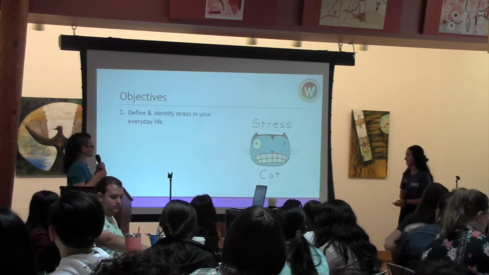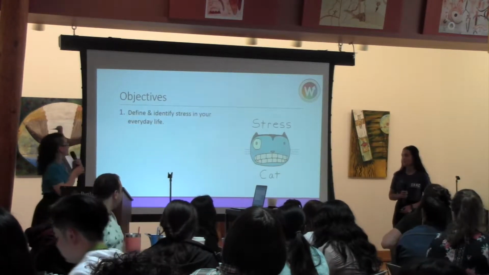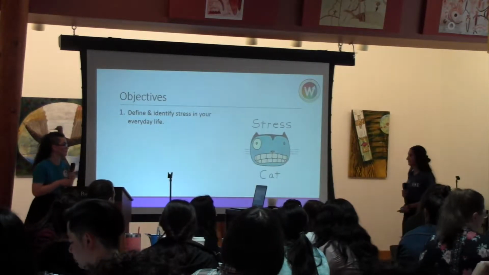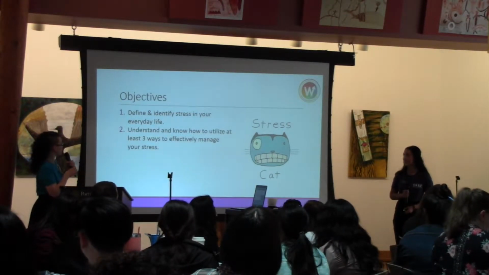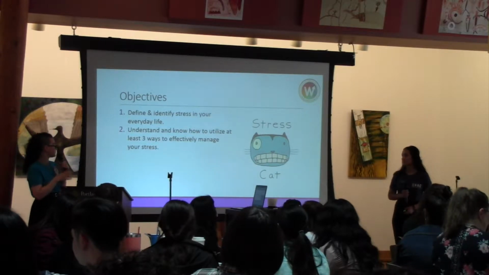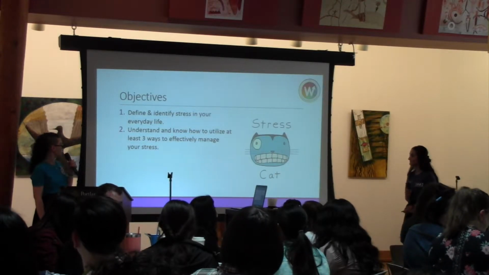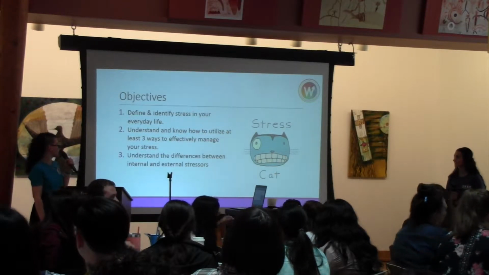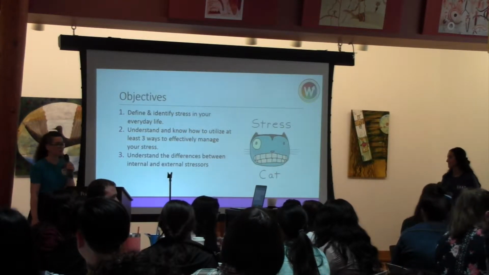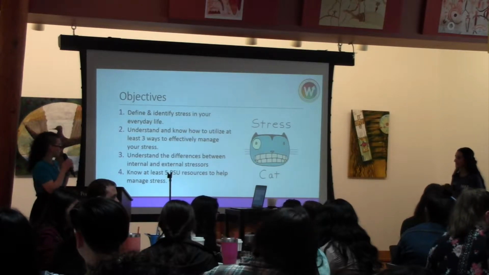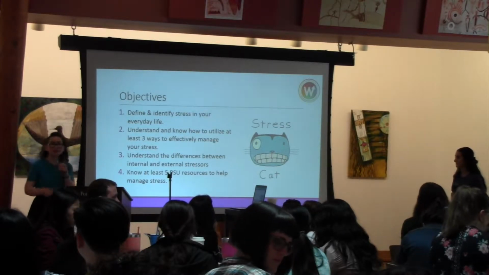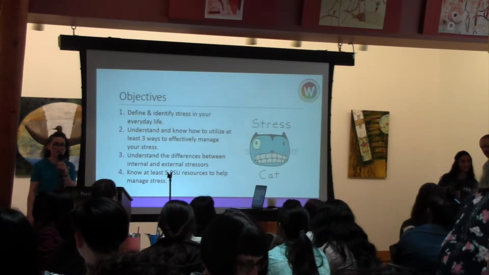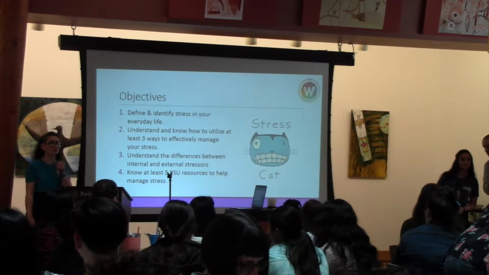Okay, so we're going to go through our objectives. We want to define and identify stress in your everyday life. Understand how to utilize at least 3 ways to effectively manage your stress. Understand the difference between internal and external stressors. Know at least 5 PSU resources to help manage stress. Like I said, we can go over some of the resources that are available at other schools as well.